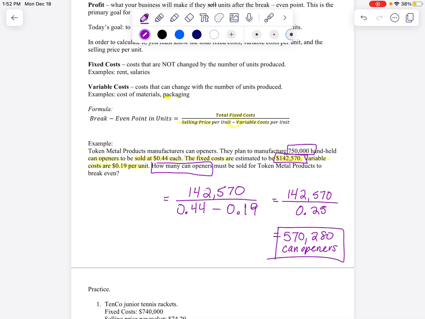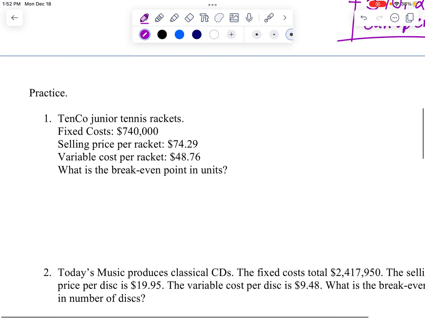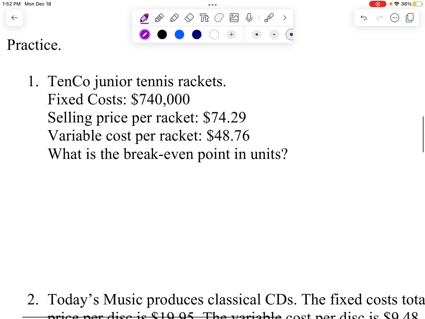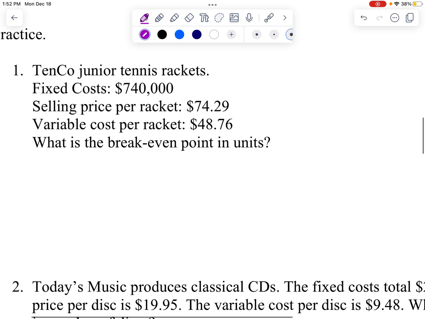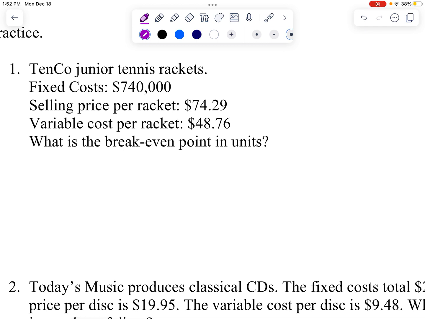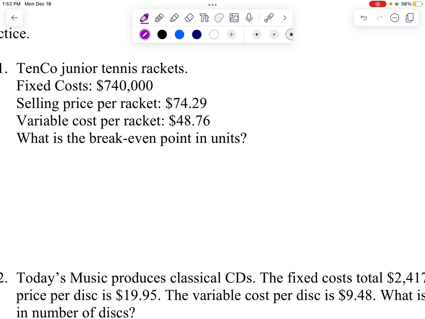All right, you can flip over to the back of your sheet. We're going to do 2 or 3 more together. Okay, this one I broke down really nice and easy for you. This is just going to make sure you can practice using the formula.